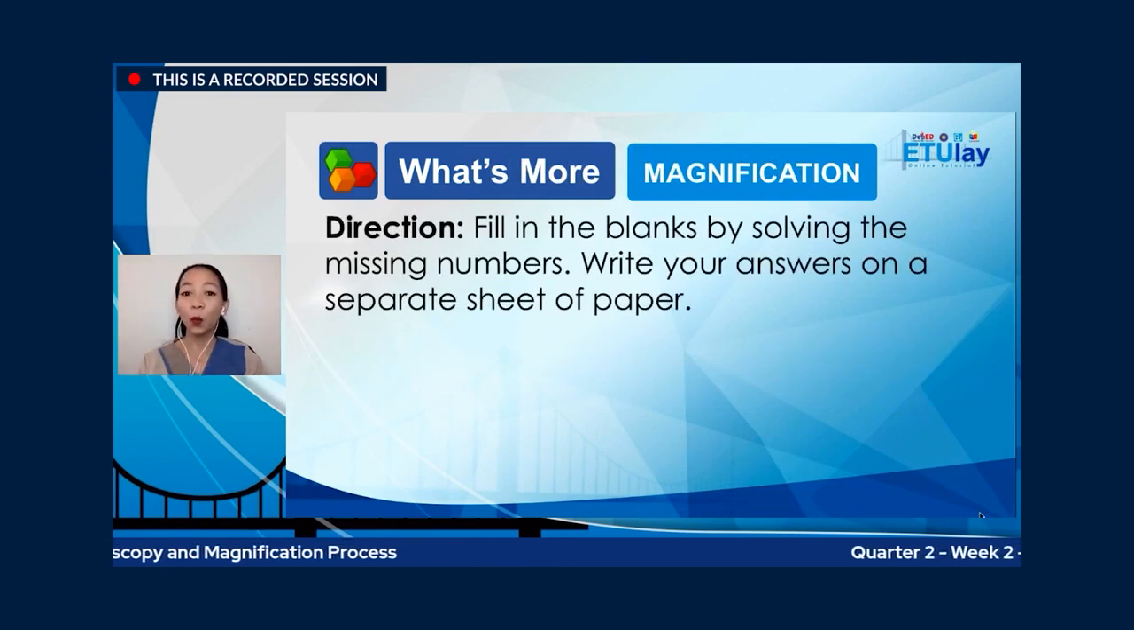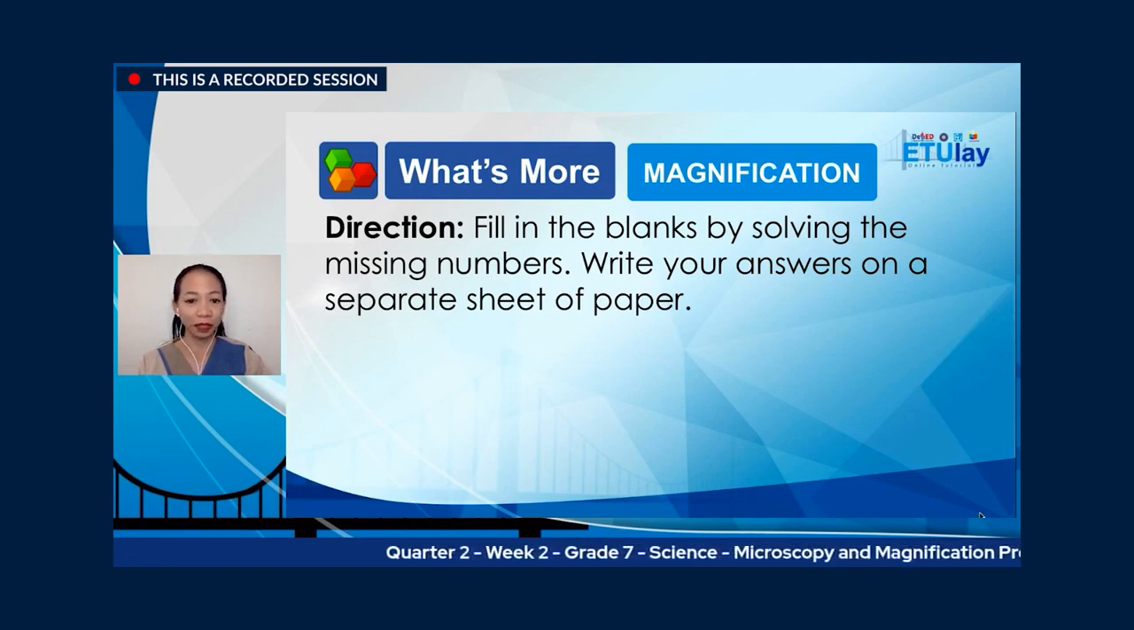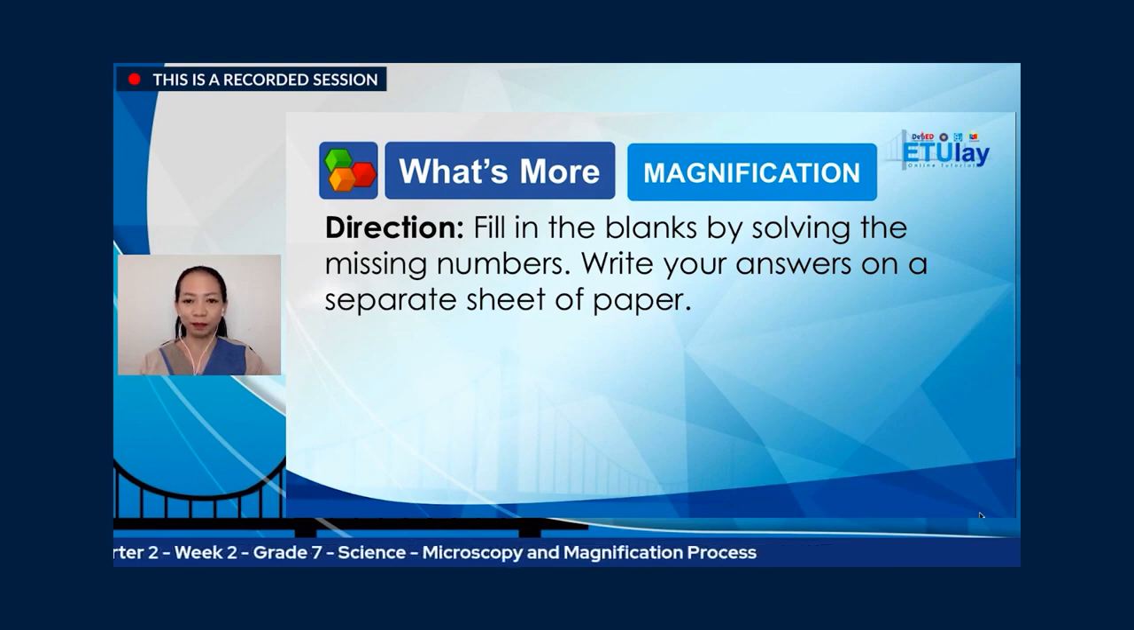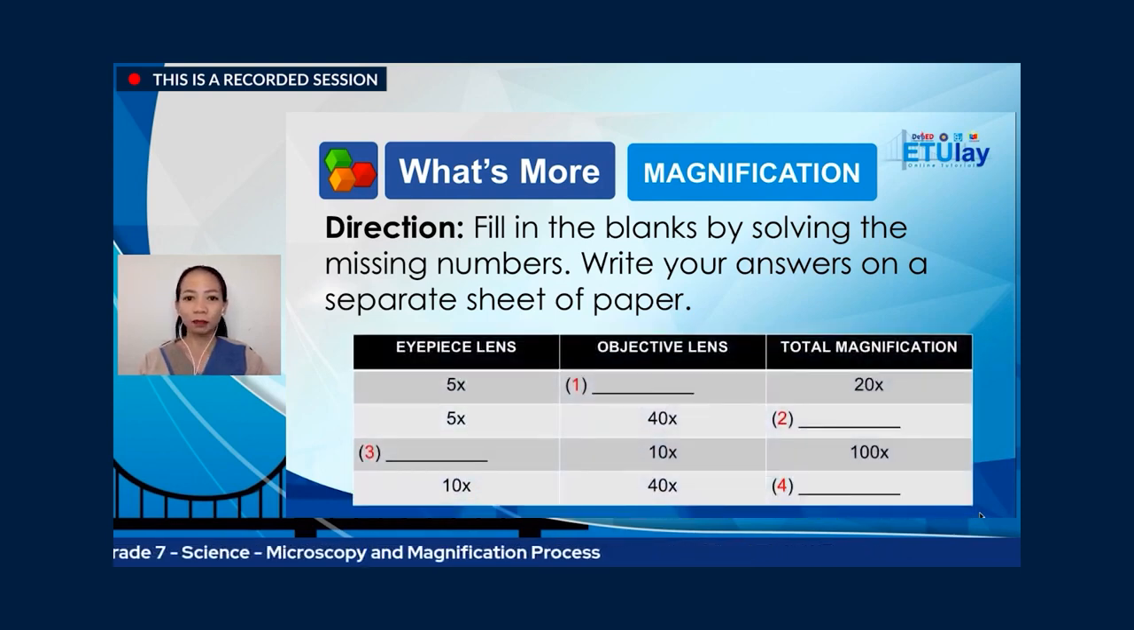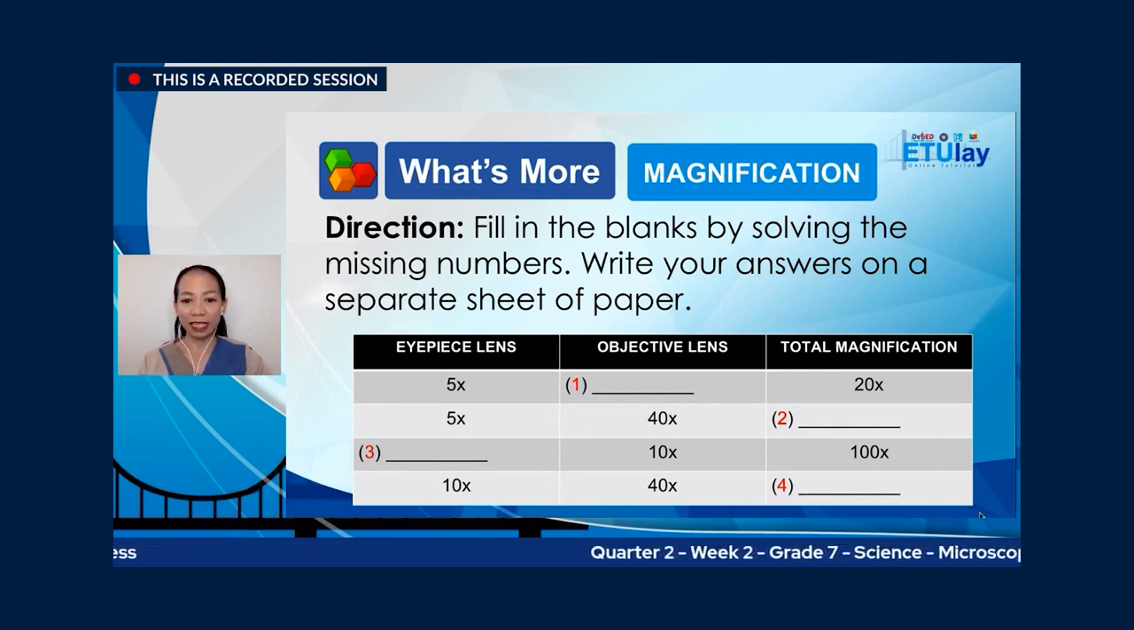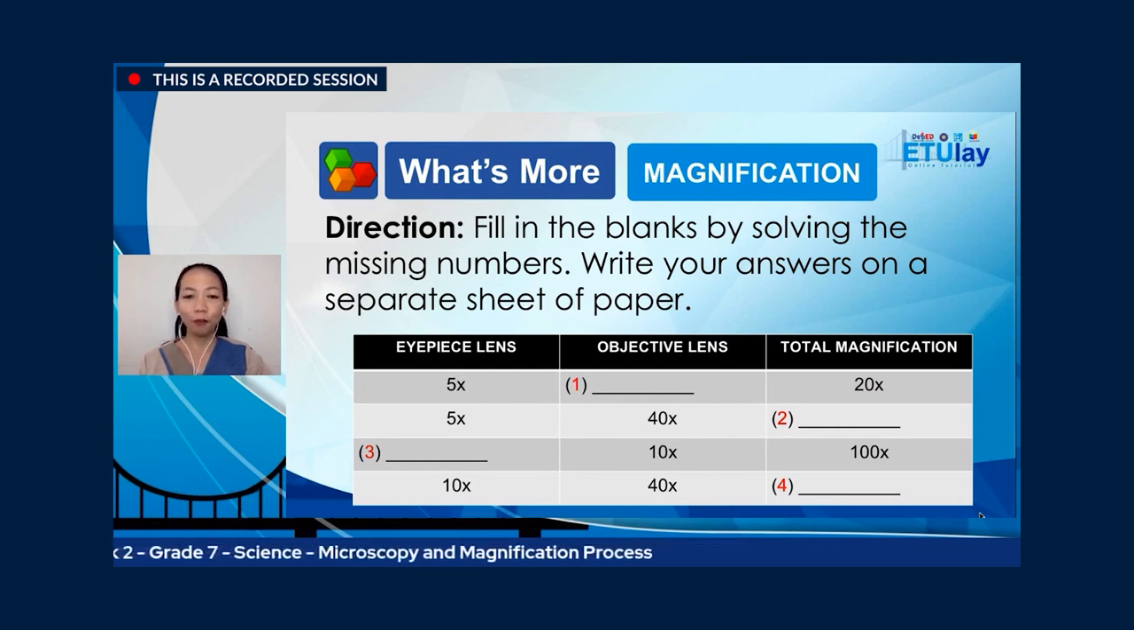Let us see how well you understood the magnification process. Fill in the blanks by solving the missing numbers. Write your answers on a separate sheet of paper. The first column gives you the eyepiece lens. Second column gives you the objective lens. And the third column is for the total magnification. Items 1, 2, 3, and 4 are for you to solve.